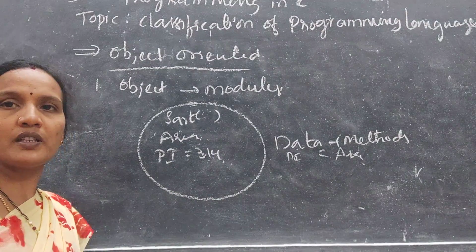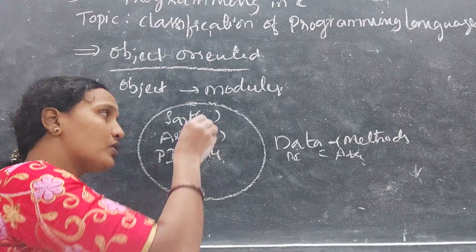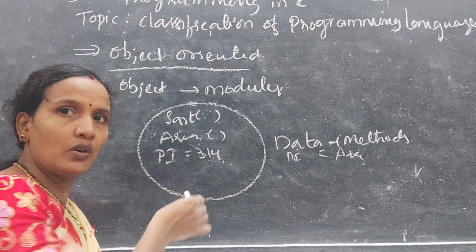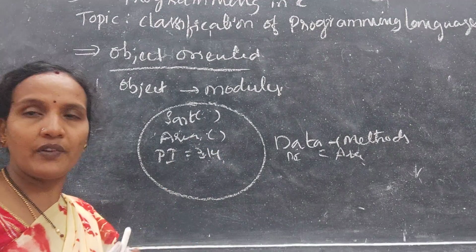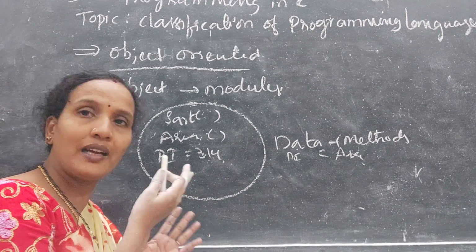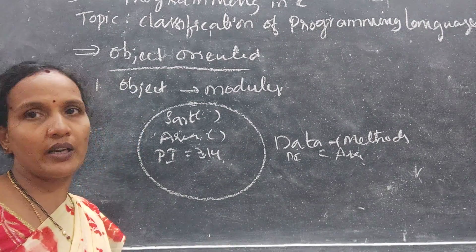Okay, so area of circle is an example, it is a method. So this method can be operated on this variable. All the mathematics related functions and all the mathematical related values are stored in one module, and that object is called a mathematical object.